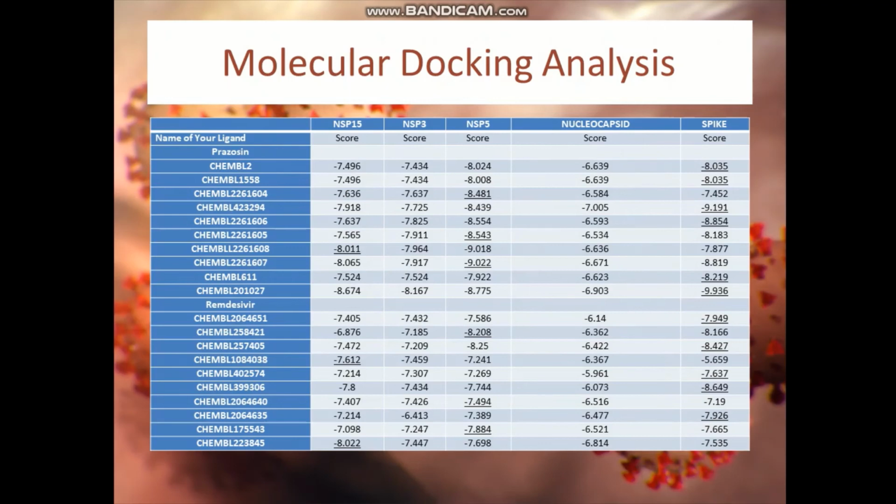It is identified that for the NSP15 protein, ChEMBL2261608, ChEMBL347802, ChEMBL1084038, and ChEMBL223845 showed the most promising drug results with scores of negative 8.011, negative 9.069, negative 7.612, and negative 8.022 respectively.